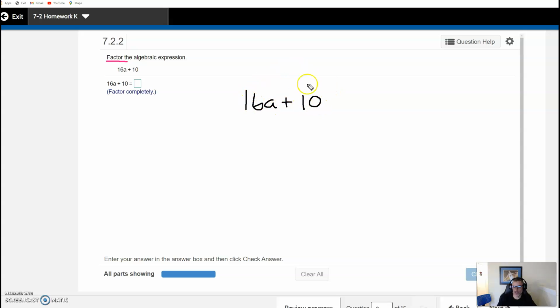And I'm going to see, well, what factors do they have in common? A factor is a number that divides evenly into each of these. So 16 has 1, and we don't count 1, because 1 divides evenly into everything. So for 16, we have 2, 4, 8, and 16. And for 10, I have 2, 5, and 10. And so you can see that the only factor that they have in common is 2. Okay? So I'm going to factor out the 2.